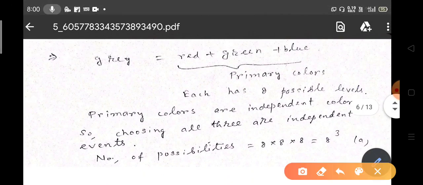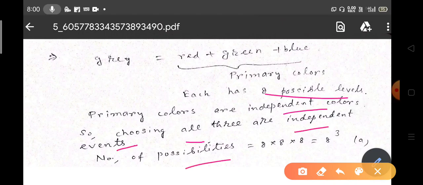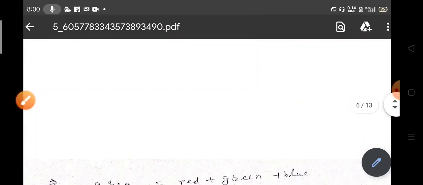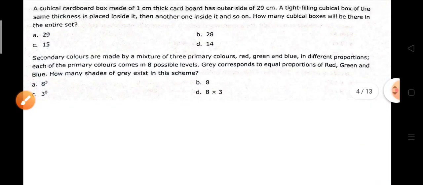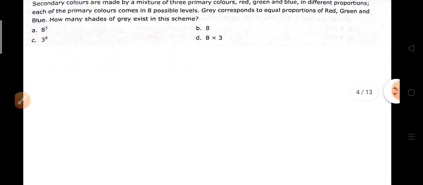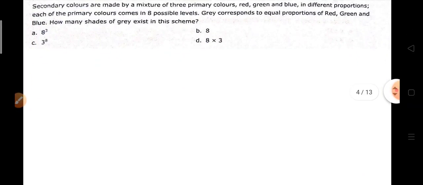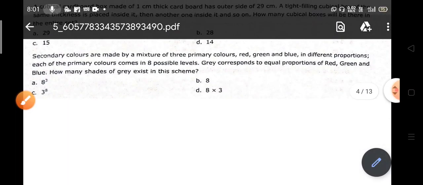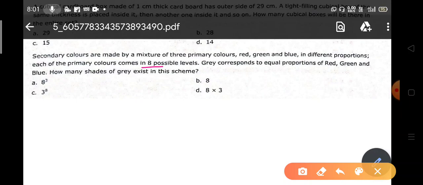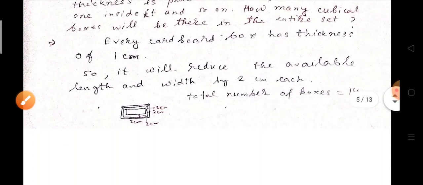Now each color has 8 possible levels, it has already been given. So primary colors are independent colors, so choosing all 3 are independent events, so the number of possibilities is 8 cube. So option A is the correct option, that is 8 cube. Since the choosing of the colors is independent, primary colors are not dependent on each other, so 8 possible levels can be chosen for each and every color. So 8 into 8 into 8, or 8 cube, is the answer.